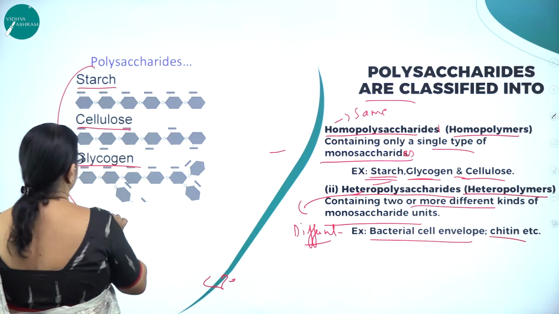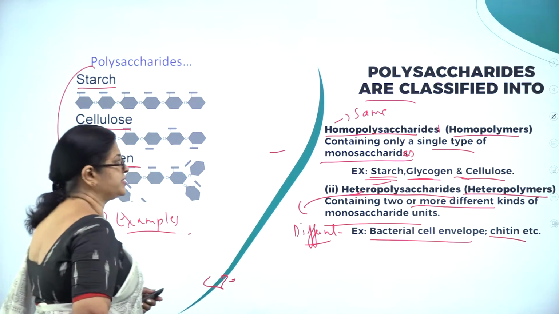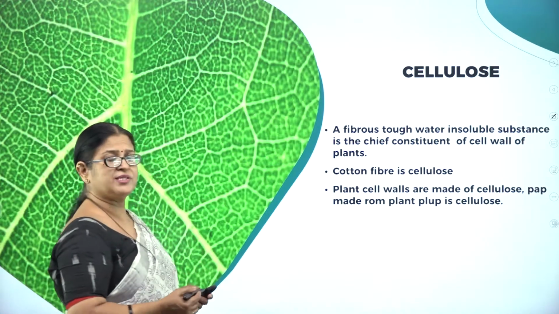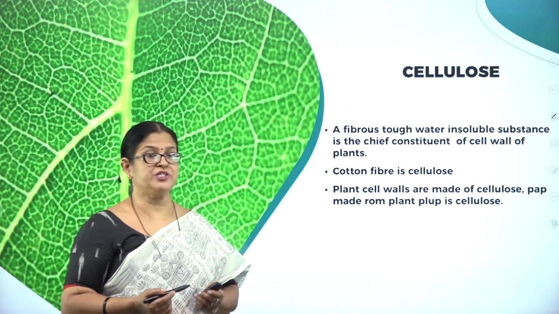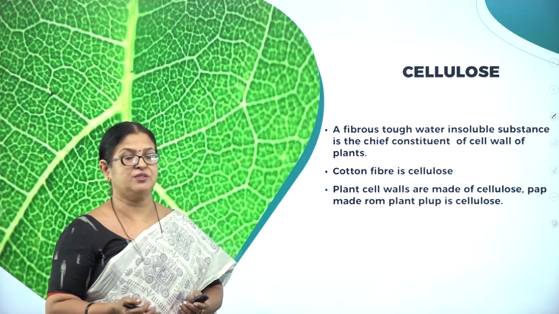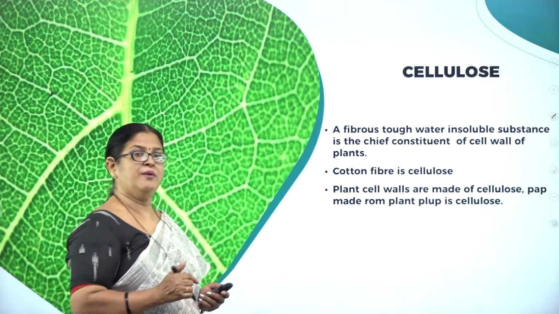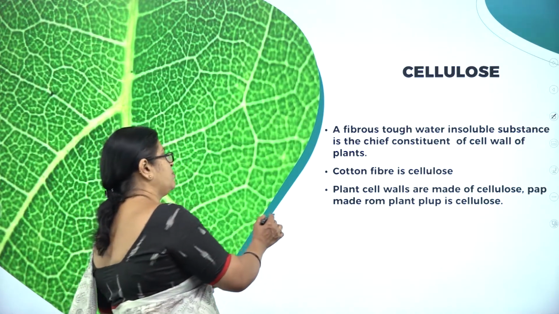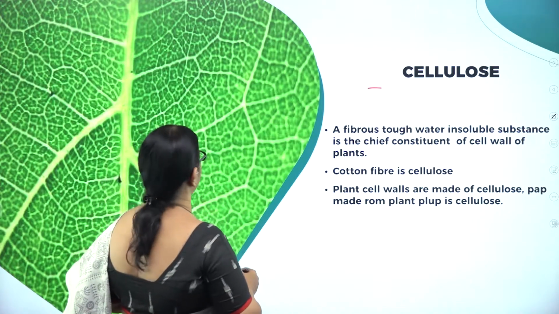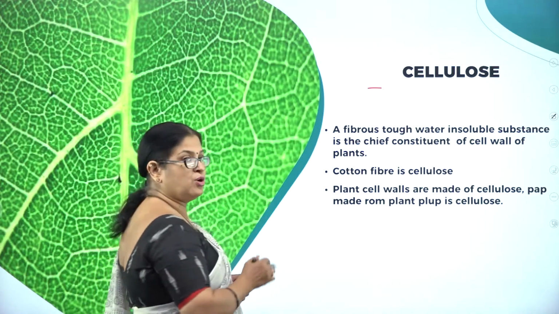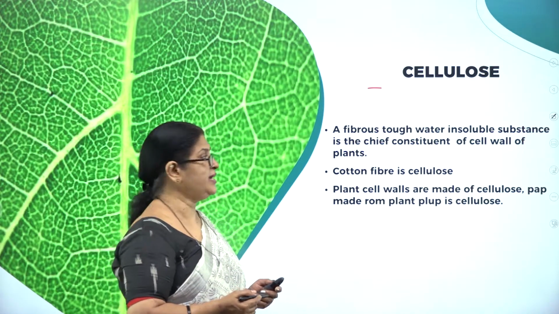All these are examples of polysaccharides. Cellulose, I think all of us know how important it is, as we know the difference between a plant cell and an animal cell. The first very unique difference between a plant cell and an animal cell is what? The plant cell has the outermost cell wall material called cellulose. Here you can see the beautiful picture of a leaf. So the cell wall of a plant cell is made up of cellulose, which is nothing but a polysaccharide.